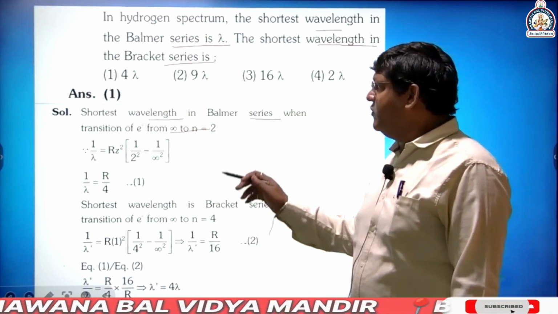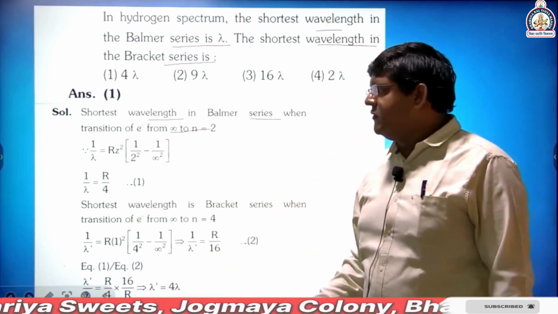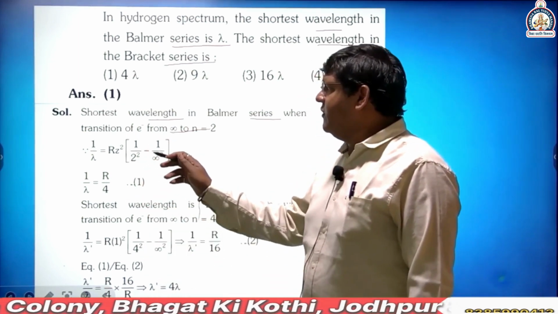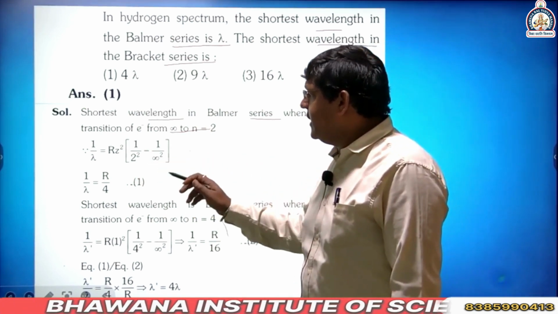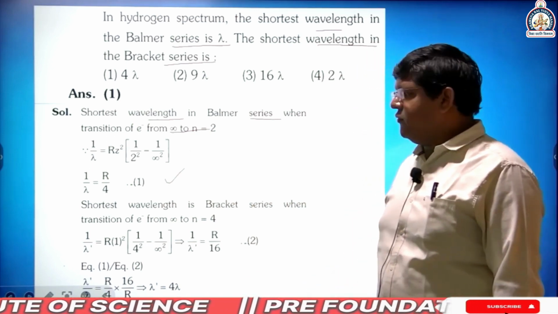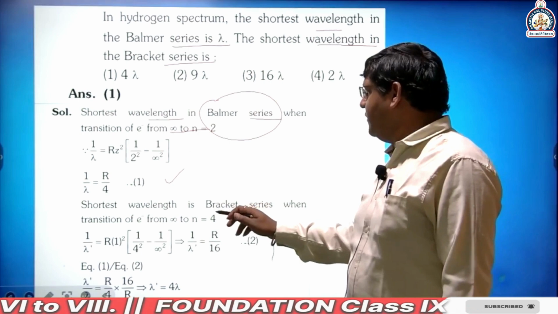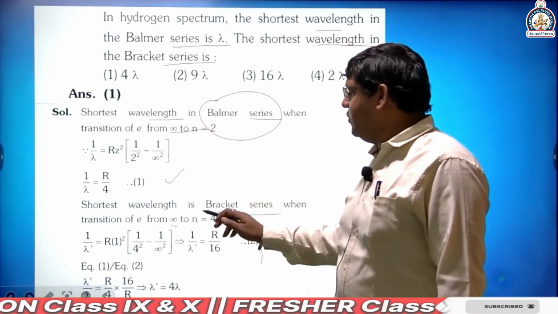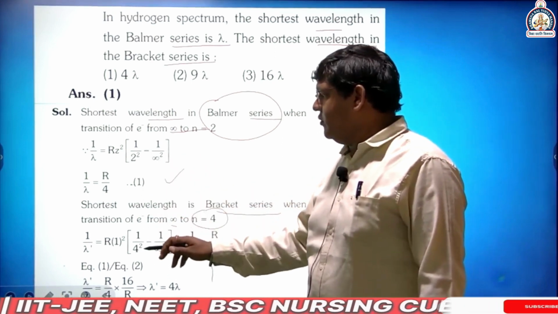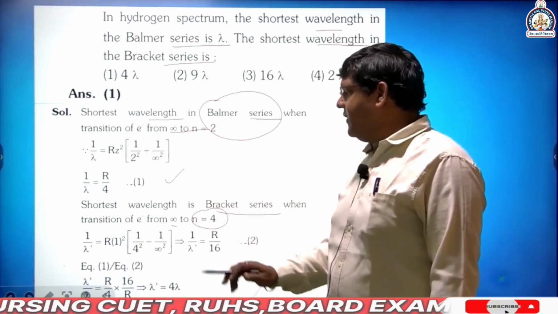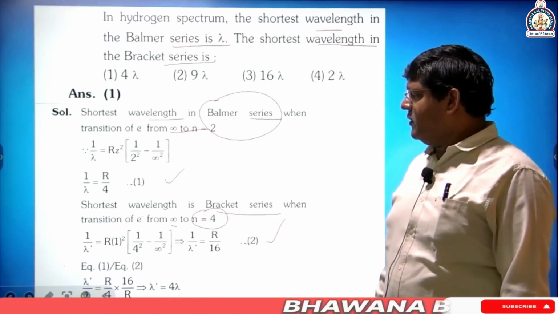So we can put the values of initial and final levels. The formula is 1 upon lambda is equal to R Z square, 1 upon n1 square minus 1 upon n2 square. Putting the values, we get 1 upon lambda is equal to R upon 4. This condition is for the Balmer series. Now for the Brackett series, we put infinity to n equal to 4. Replacing the values, the other equation is 1 upon lambda dash is equal to R upon 16.